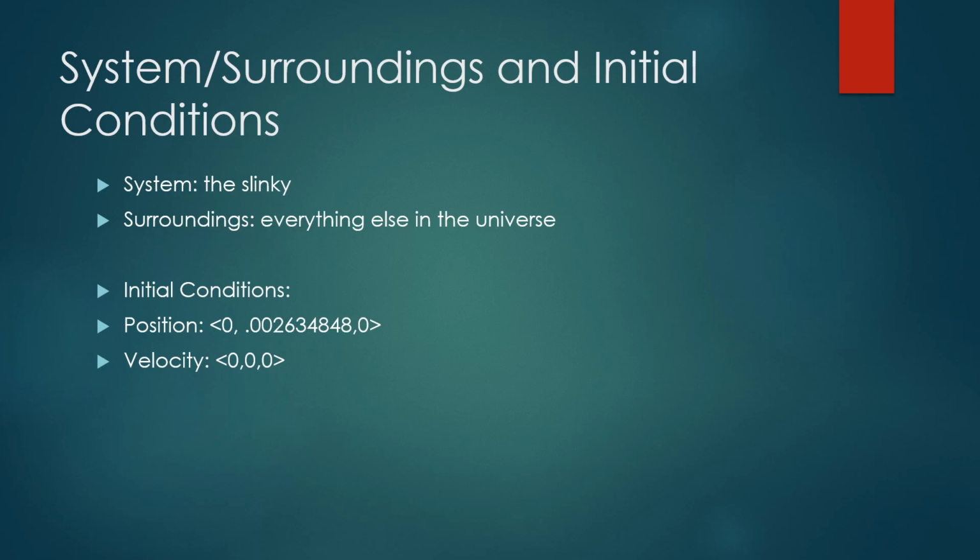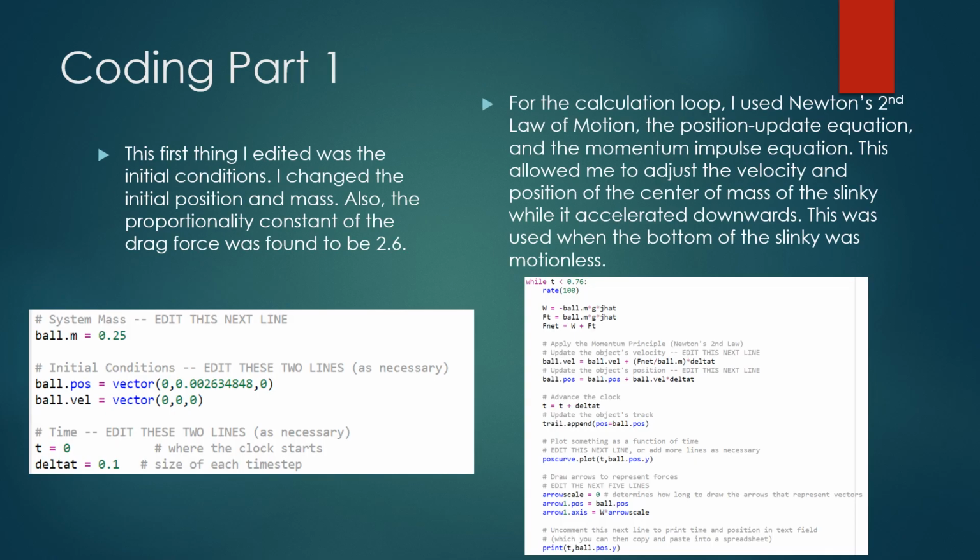The mass starts from a position of 0 meters in the x dimension, 0.002634848 meters in the y dimension, and 0 meters in the z dimension. The mass starts with a velocity of 0 meters per second in the x dimension, 0 meters per second in the y dimension, and 0 meters per second in the z dimension. I started the coding by editing the initial position and the mass. Also, the proportionality constant of the drag force was found to be 2.6. This is used later in the second while loop.